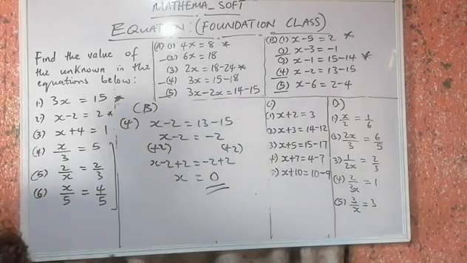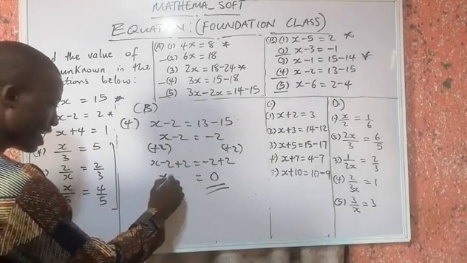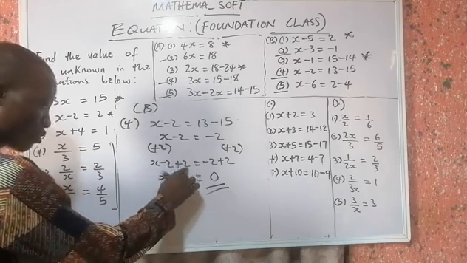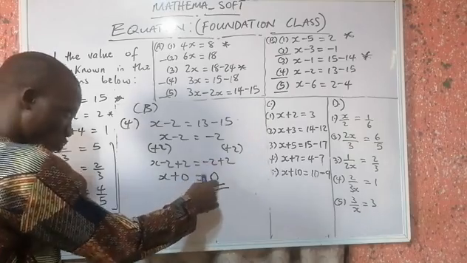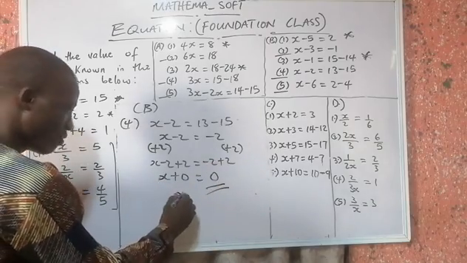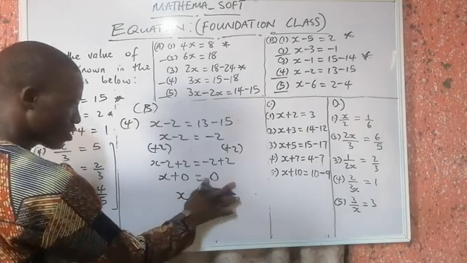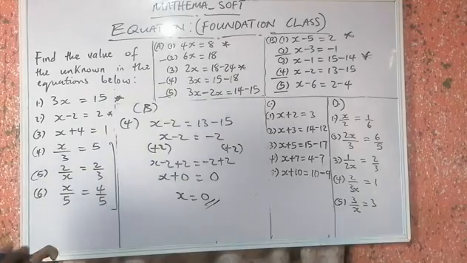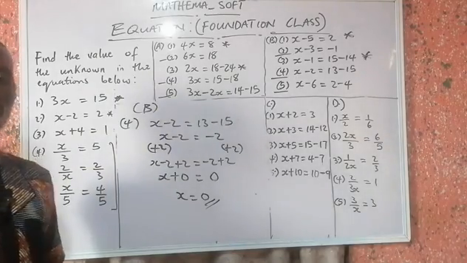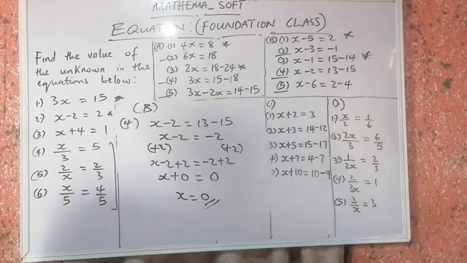0. Don't forget, this one simply means x plus 0, because minus 2 plus 2 here gives me 0, equals this minus 2 plus 2 will also give me 0. X plus 0 will give me x equals to what? What I have on this side, 0. And that will be my answer. So don't get confused with that. X equals 0.